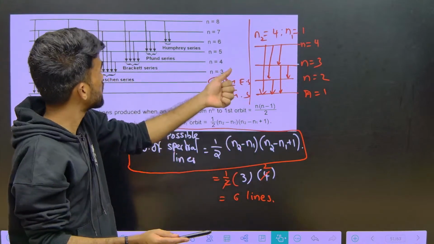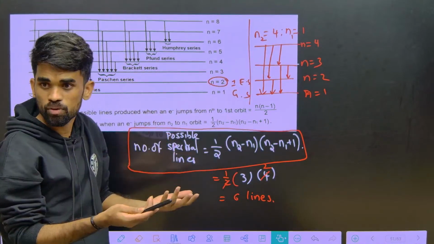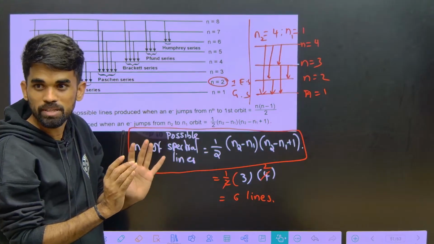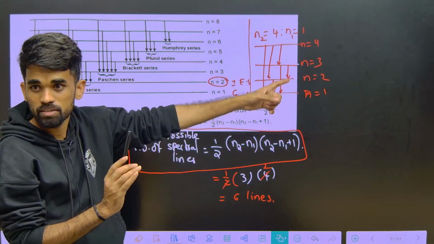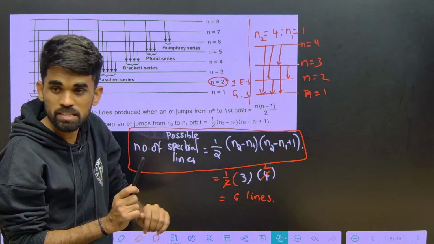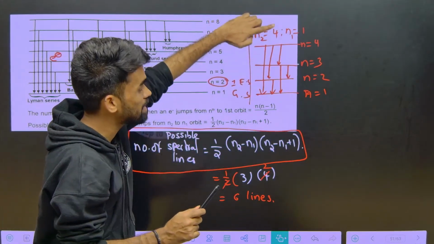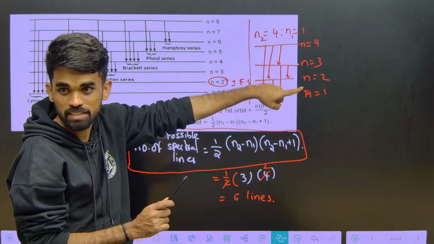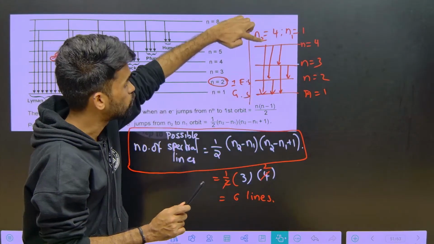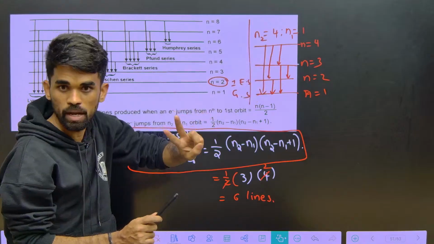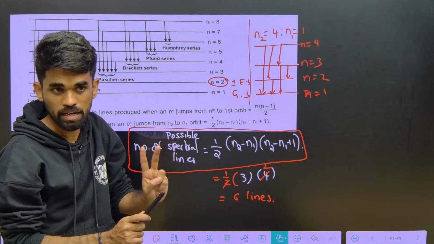Brackett series lines, anything? Already 4. Brackett, I am not asking Balmer. There is no possibility for Brackett. Now asking about Balmer, tell me. See, any higher energy state to the second state. Second means 4 to 2, 3 to 2, 2 lines. Like this also we can expect a question.